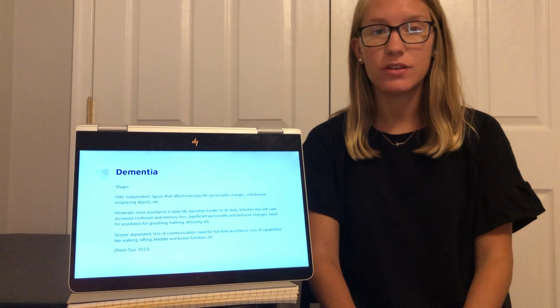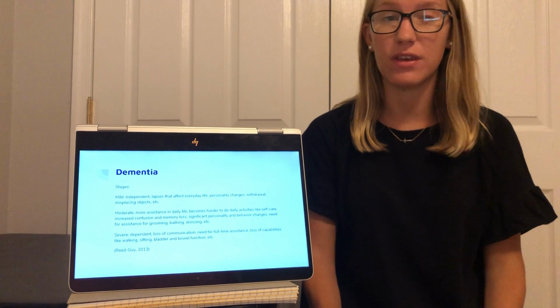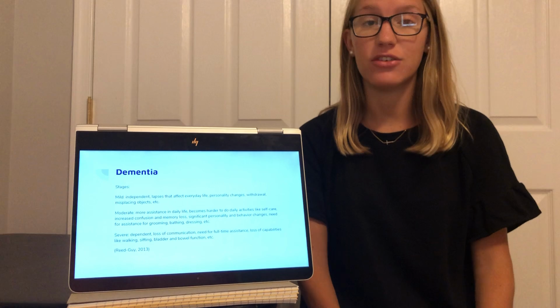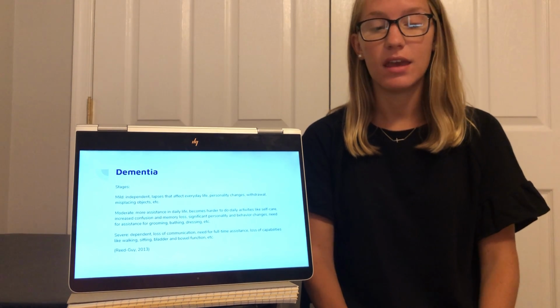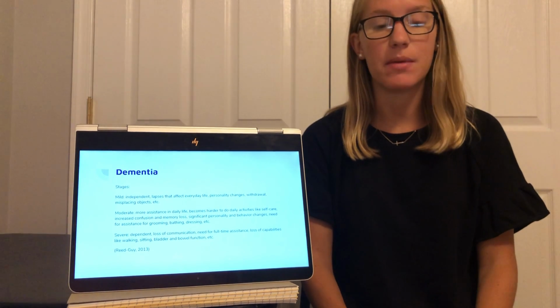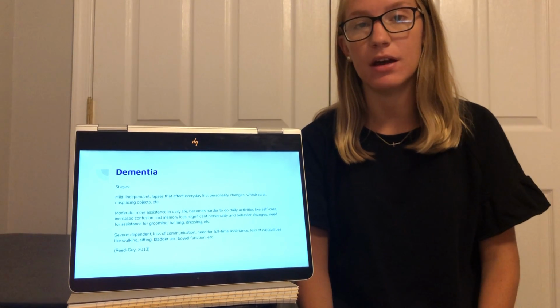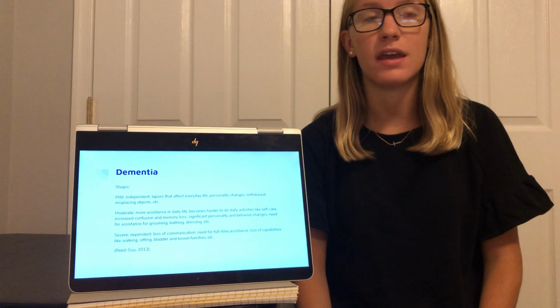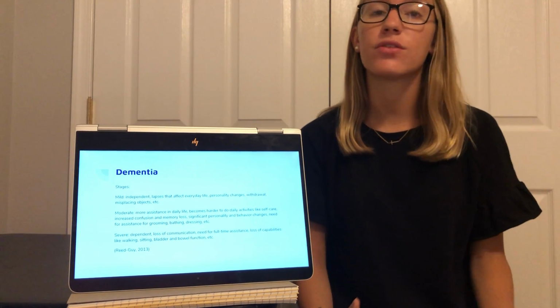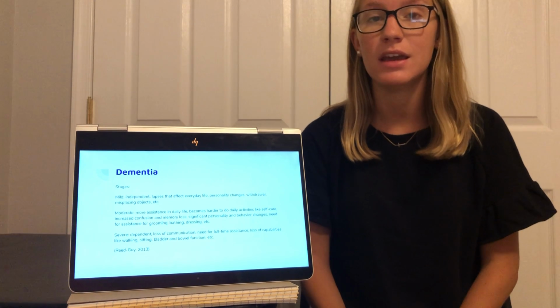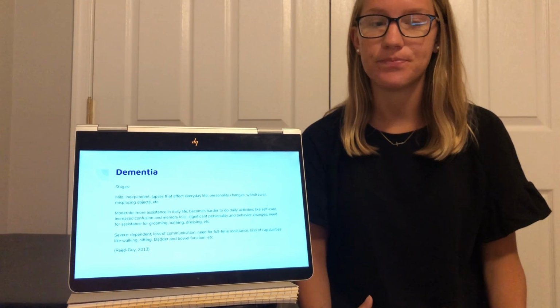Mild is where you're still independent. You may have lapses that affect your everyday activities. Misplacing objects is common, and you're beginning to withdraw. Withdrawal is a common symptom of dementia. This means that you are withdrawing socially, so not talking to friends as much anymore, or even family. You're just kind of isolating yourself.